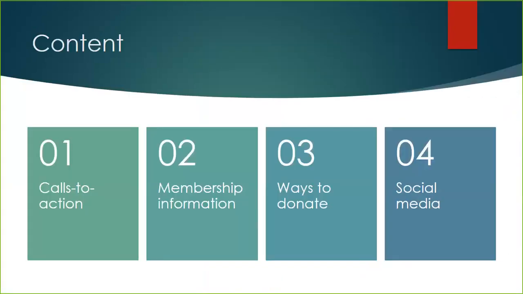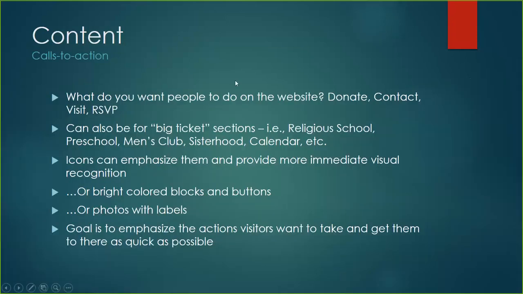Now, moving on, the final component is going to be content. And there are 4 parts to this. There's calls to action, membership information, ways to donate, and social media. Now, by calls to action, which is the first element, this is what you want people to do on the website. You want them to donate, contact, visit, RSVP for an event, become a member, that sort of thing. Calls to action can also be for big ticket sections, such as the religious school, the preschool, men's club, sisterhood, calendar, etc.